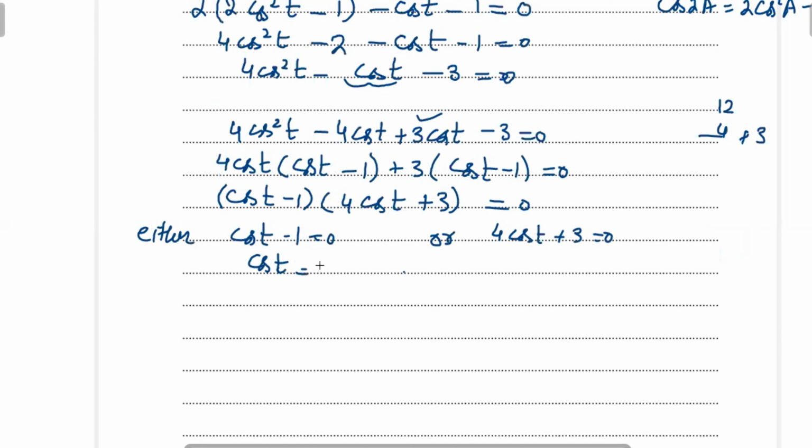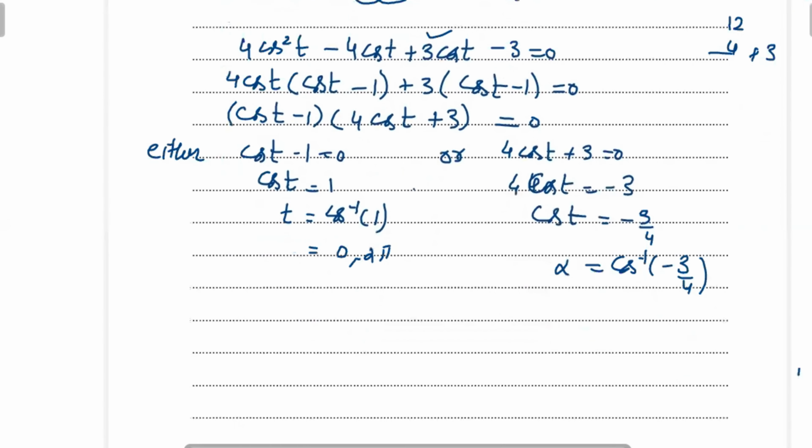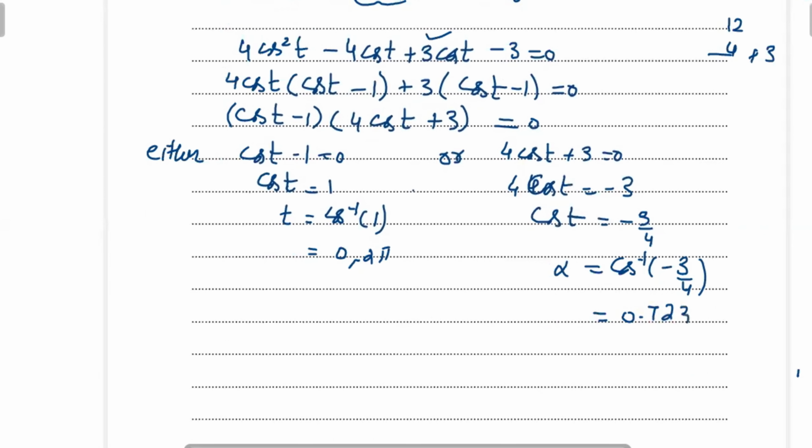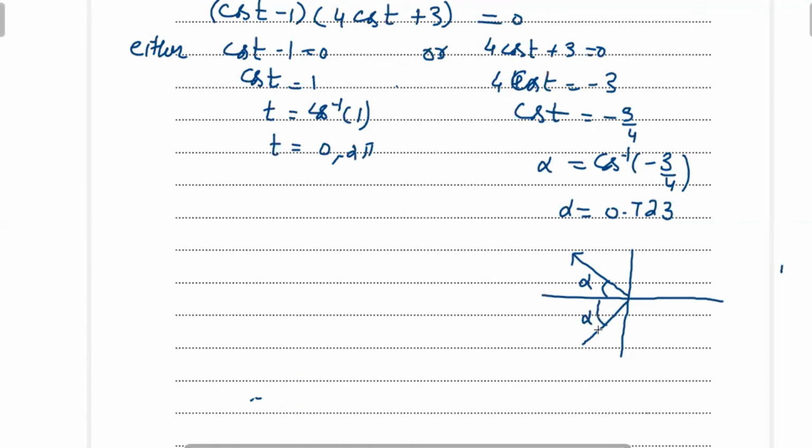Now we can write cos t equal to 1 and t will be equal to cos inverse 1. That value will be equal to 0 or 2 pi. And same here, we find the value of t. 4 cos t equal to minus 3. The cos t will be equal to minus 3 over 4. For the acute value, this angle alpha will be equal to cos inverse 3 over 4. Now this value will be equal to 0.723. To find this value t, the angle will be negative in the second and third quadrant. We can find this value by drawing the quadrants. Now you see here, these are four quadrants, and cos alpha in the second quadrant is negative, and in the third quadrant it is also negative.